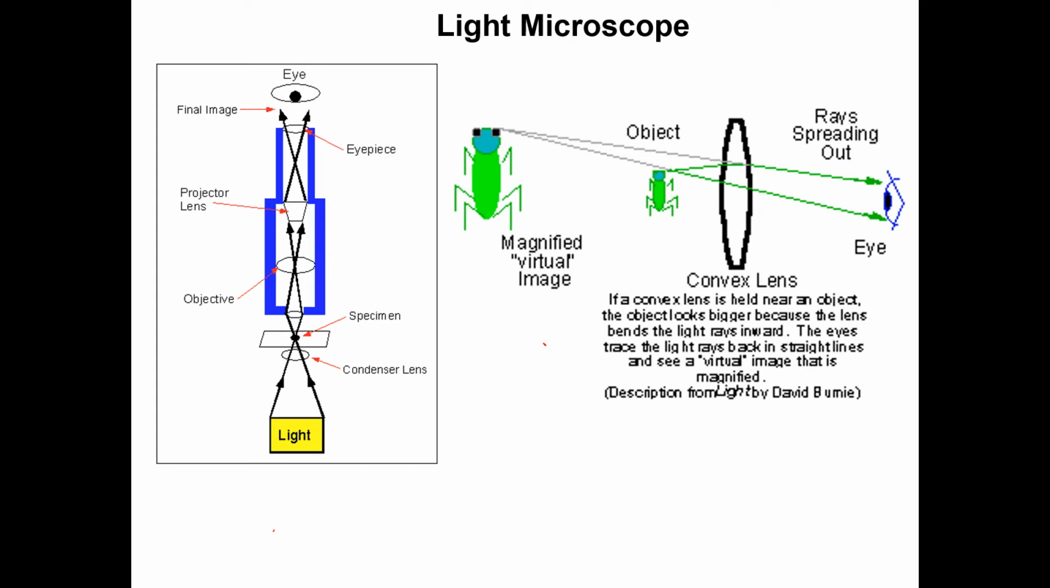Now, what's happening as your light rays pass through your specimen on your slide? Well, you have your little bitty object on your slide. The light rays pass through your object, and as the light rays pass through the objective lenses, your lenses are convex. What that does is it causes the light rays that pass through the specimen to spread out. Basically what you see with your eyes is actually a magnified virtual image.